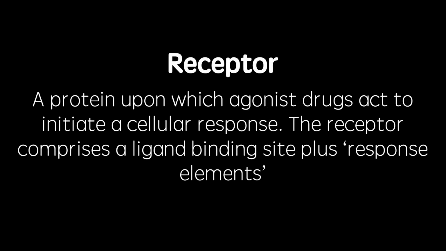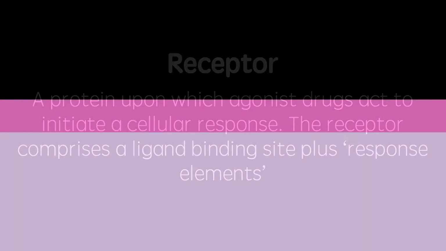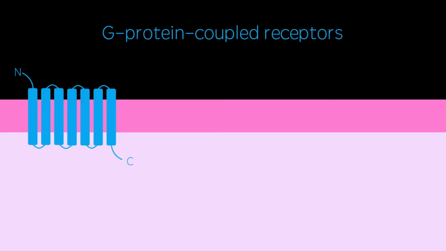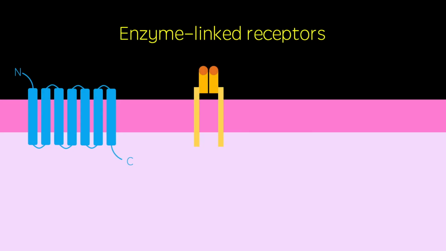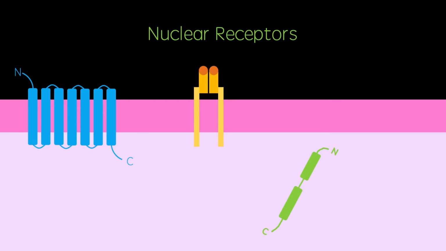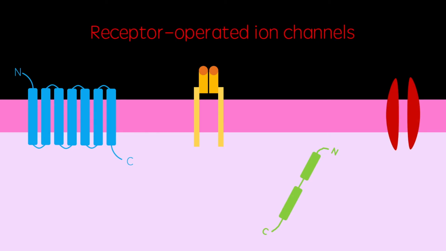In this video, I'm going to discuss the different types of receptors. A receptor is defined as a protein or complex of proteins upon which drugs act to initiate a cellular response. The receptor comprises a ligand binding site plus response elements. The four main types of receptors include G-protein coupled receptors, enzyme-linked receptors, nuclear receptors, and receptor-operated ion channels.